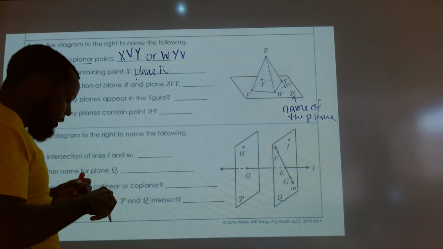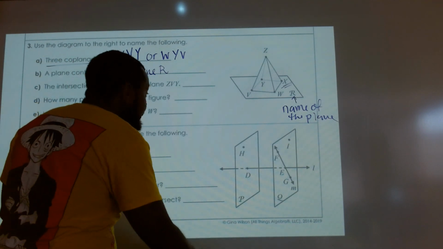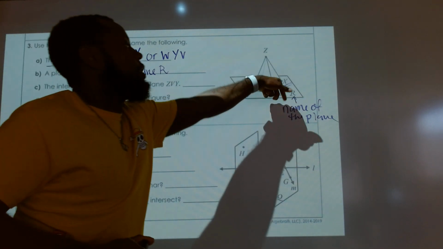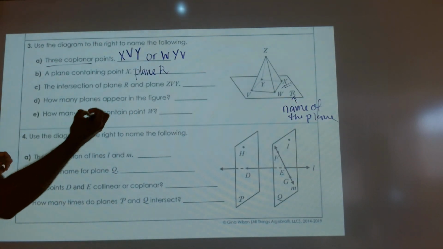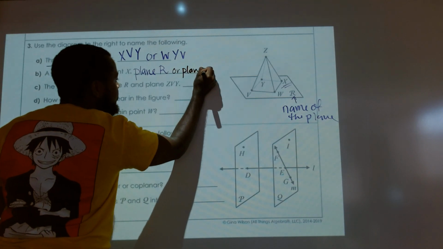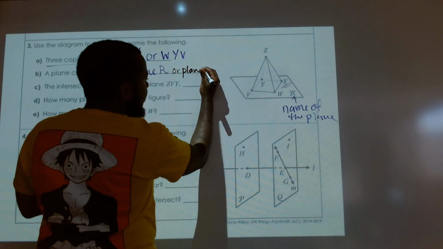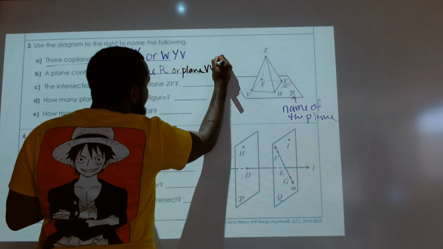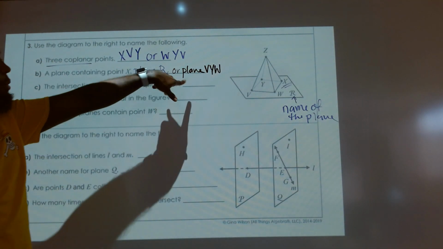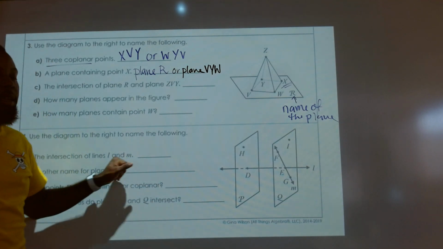Or we can have another name, all right? We can give it another name. We can give it 3 points that are not collinear. So, we can name it plane V, Y, and W. That's how we can name it. So those are 2 ways we can name that plane, all right?